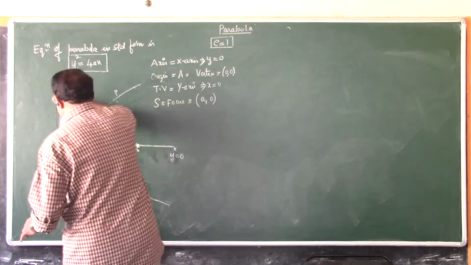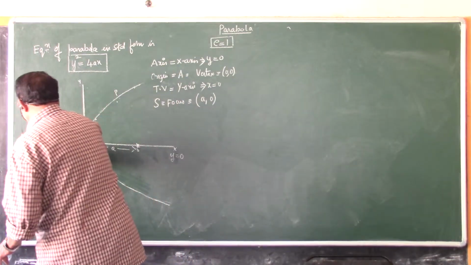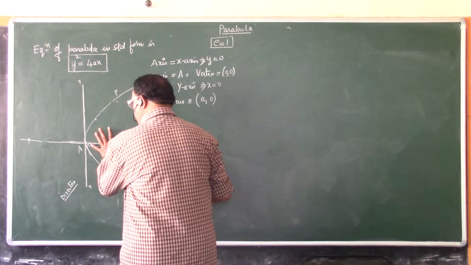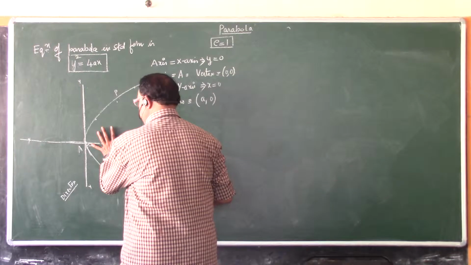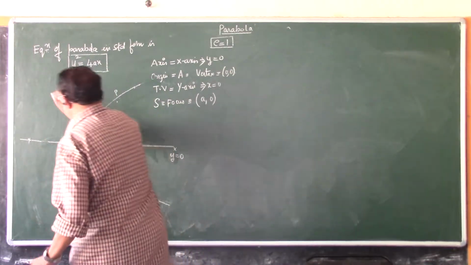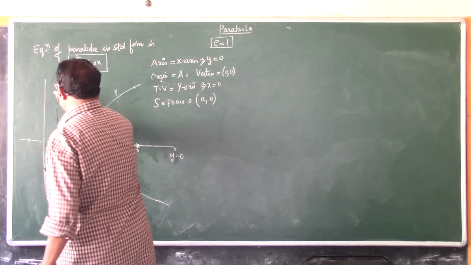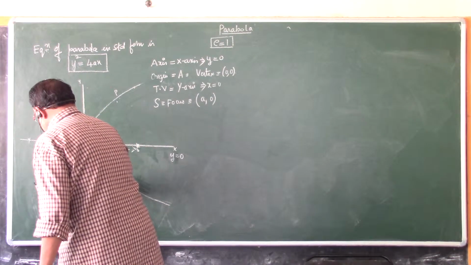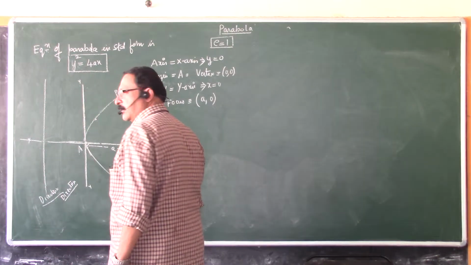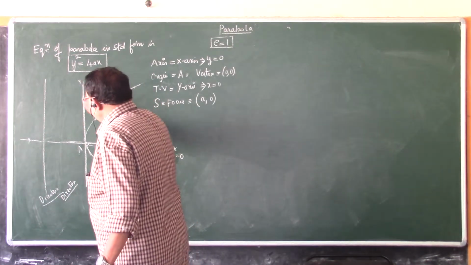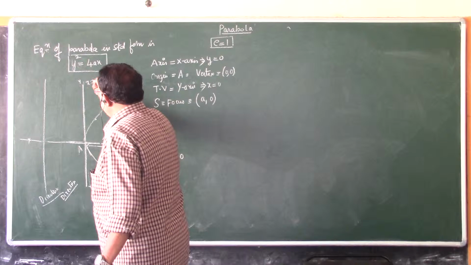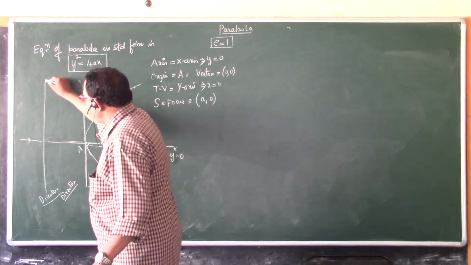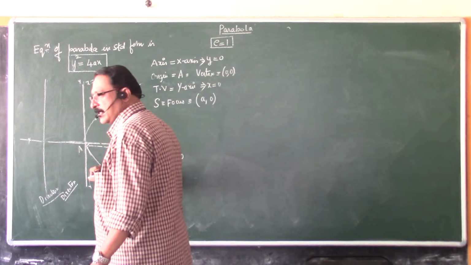And this directrix, actually I have to write it a little farther, because it is the same as the distance AS, this side. And the name of this fixed line is directrix. And this is the line x equals 0, that is the y-axis. And the directrix is parallel to the y-axis.